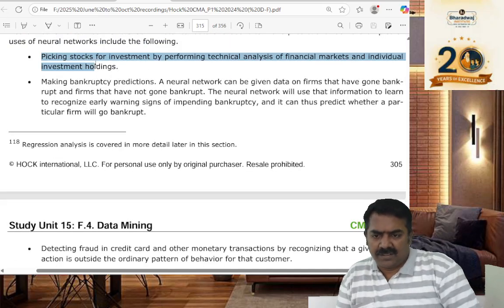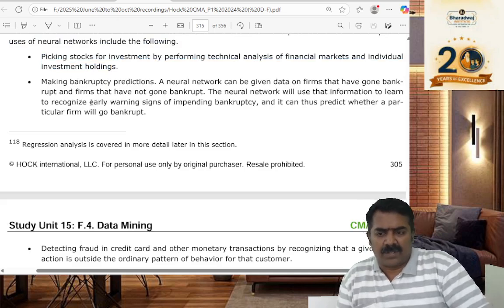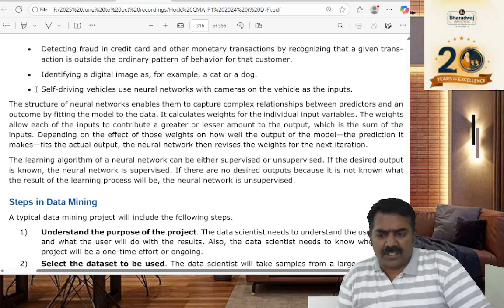For example, sometimes they recommend technical analysis, and fraud identification.